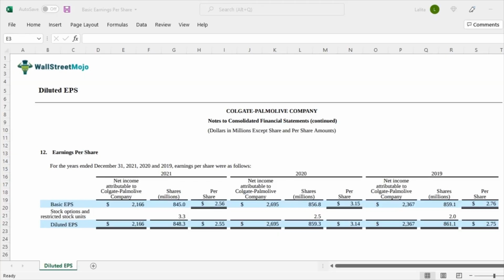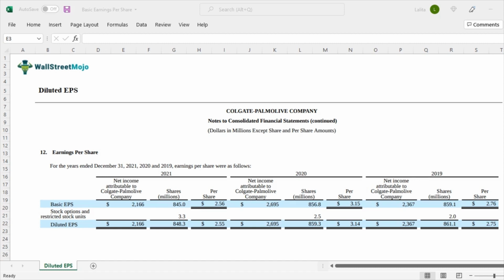So before we get into the detailed discussion of diluted EPS, first and foremost, I would like you to get an intuitive understanding of what it means. For that, I would like you to look at this 10K earnings per share data from Colgate-Palmolive. Now, we have 3 years of data, 2021, 2020 and 2019. When you look at this earnings per share or the EPS data closely, we are provided with two kinds of EPS. One is the basic EPS and the other one is the diluted EPS.